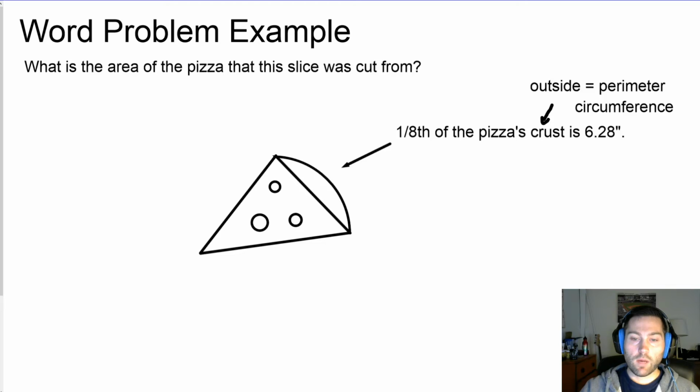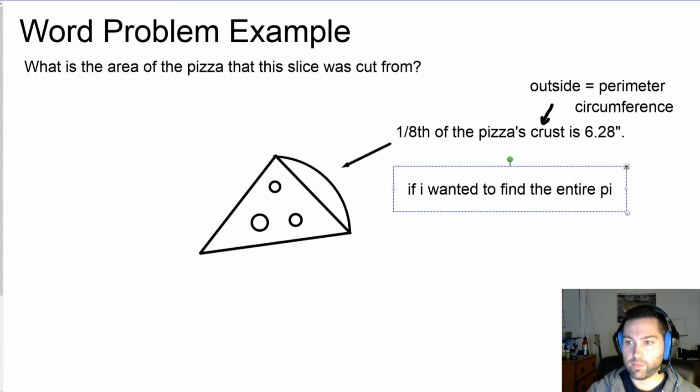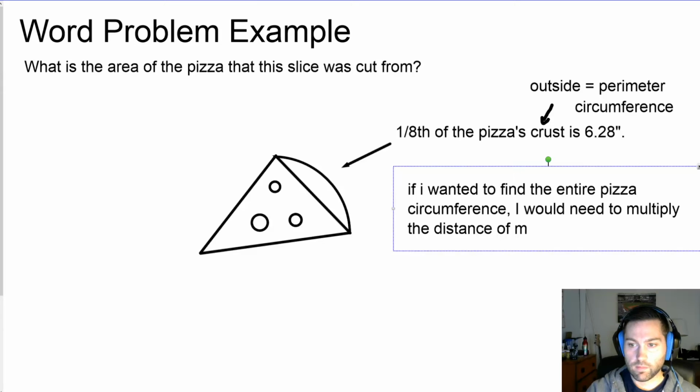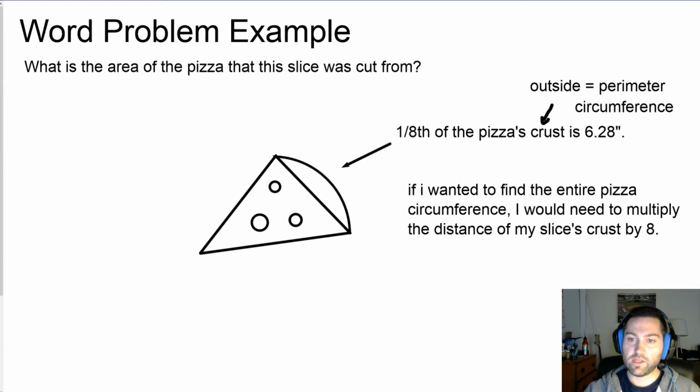And so I have 1/8 of the pizza crust. So I have 1 out of 8 pieces of pizza. If I wanted to find the entire pizza circumference, I would need to multiply the distance of my slice's crust by 8. Because if I take 8 of those, I would have a full pizza.